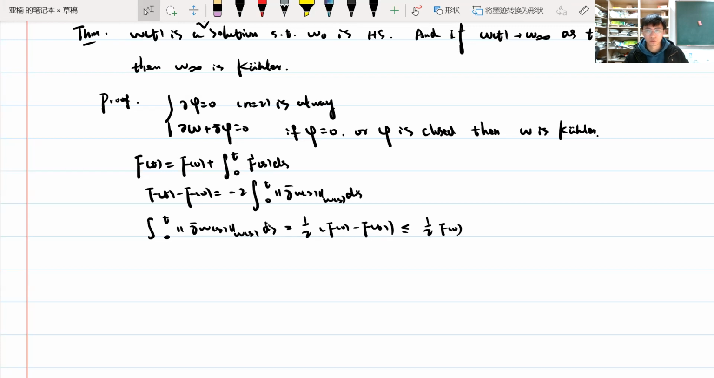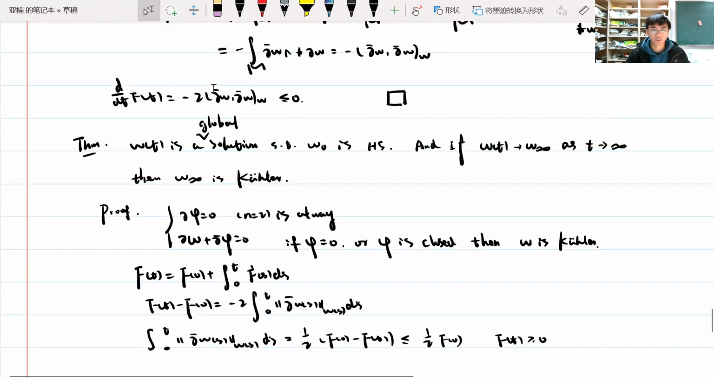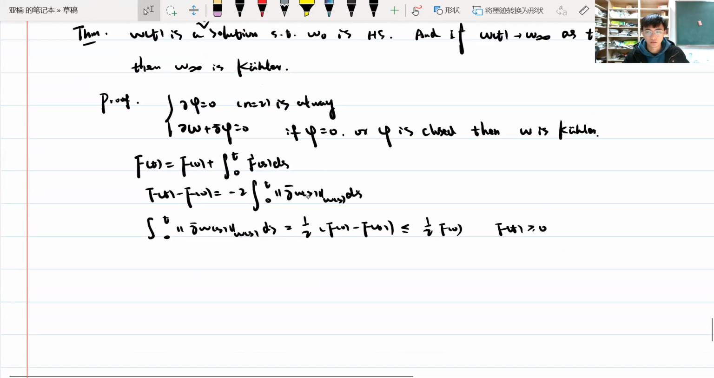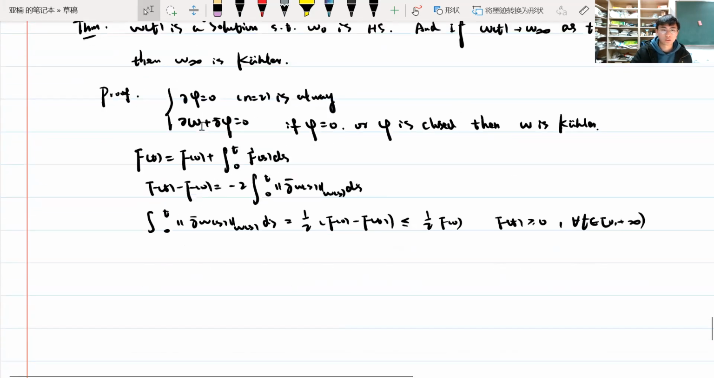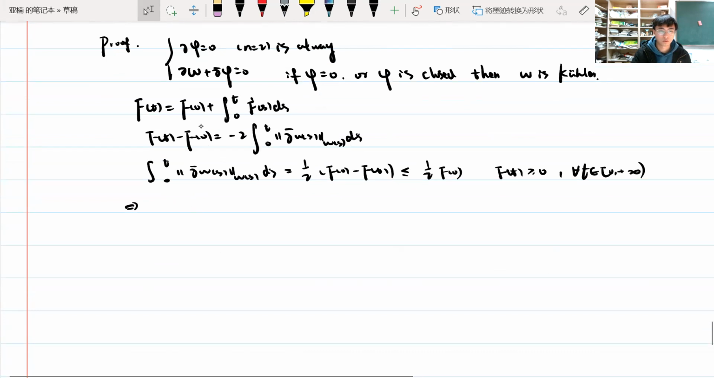F_t is less than F_0, because F_t is always positive. By definition, it is a norm. It is a norm of phi. And this is true for all t. Because we assume the limitation exists, so it must be 0. That is, it is chiral.